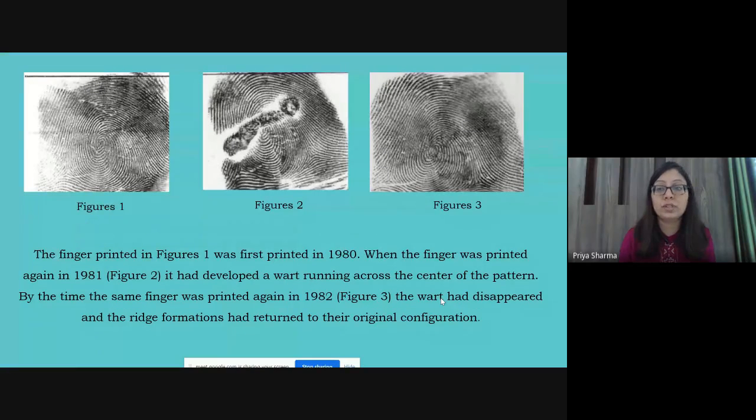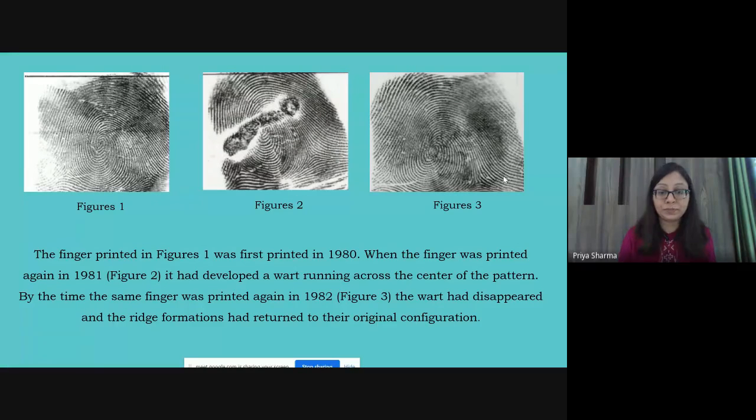What you must see in the third figure, which was printed in 1982, is that the ridges return to their original configuration, meaning their deeper structure at the dermis level. The ridges remain intact even if there are certain temporary changes on the skin due to injury or any other reason.